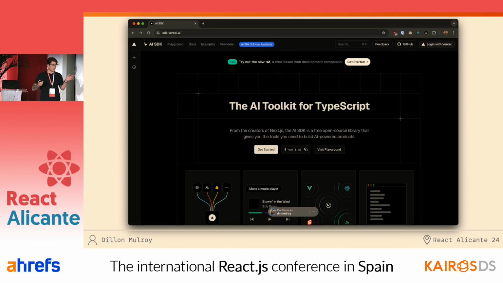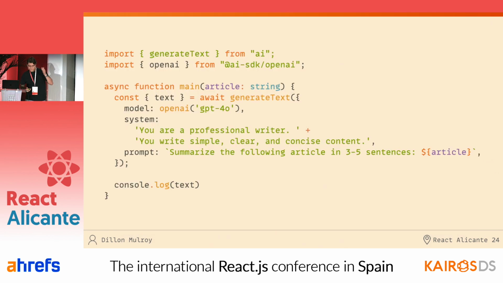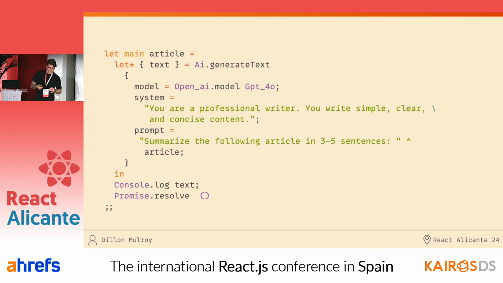Is everyone or anyone familiar with Vercel's AI SDK? Essentially a tool to generically work with all the AI models out there. This is what it looks like to use, right? We're going to import some stuff. We're going to call generate text. We're going to pick our model and provider. We're going to give it some prompts, and then we're going to get that back. And we can do this over and over again. You can stream it. So what would this look like in OCaml?